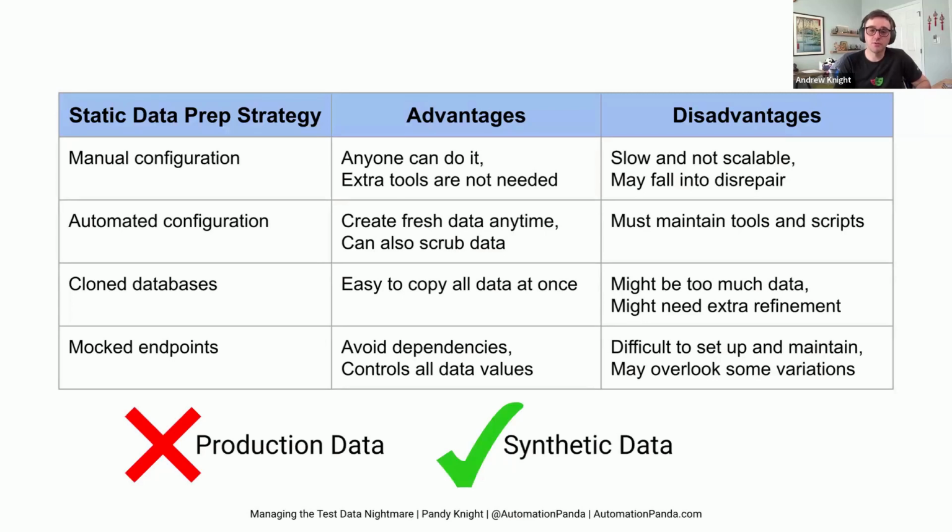Many times we want to use production or production-like data in our systems to mirror the real world. Unfortunately, production data has personally identifiable information in it. It's not safe to share, and many things like credit card numbers and social security numbers must be kept private. Generating data synthetically is a great way to avoid these roadblocks. You can use synthetic data with any of these static data prep strategies.